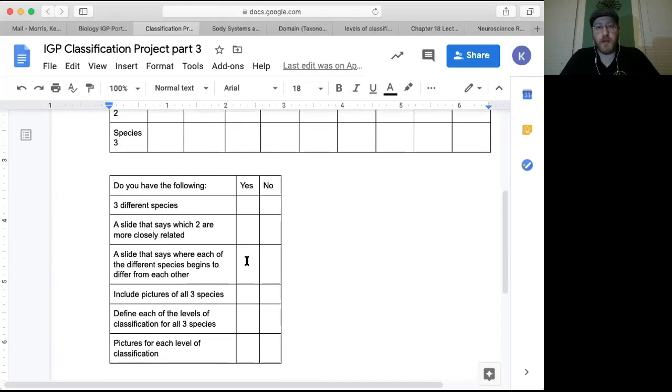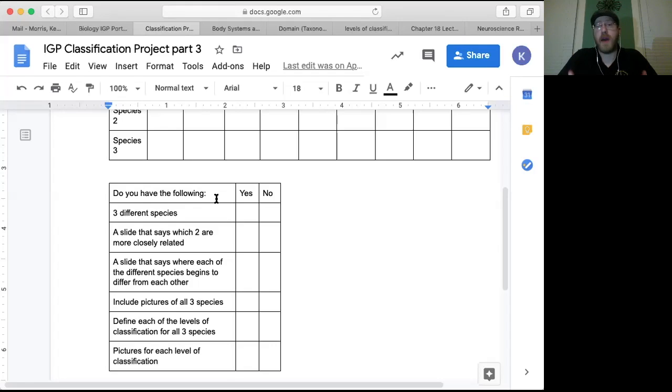You will also get a point for every yes here, right? Do you actually have three different species that you've compared and contrasted with each other? Do you have a slide that says which two are more closely related? Yes or no? Do you have a slide that says where each one of the different species begins to differ from each other? Yes or no? Did you include pictures of all three specific species? Yes or no? Did you define each of the levels of classification for all three species? Even if they're the same ones, that just means all you have to do is copy and paste for each one. Do you have pictures for each level of classification?